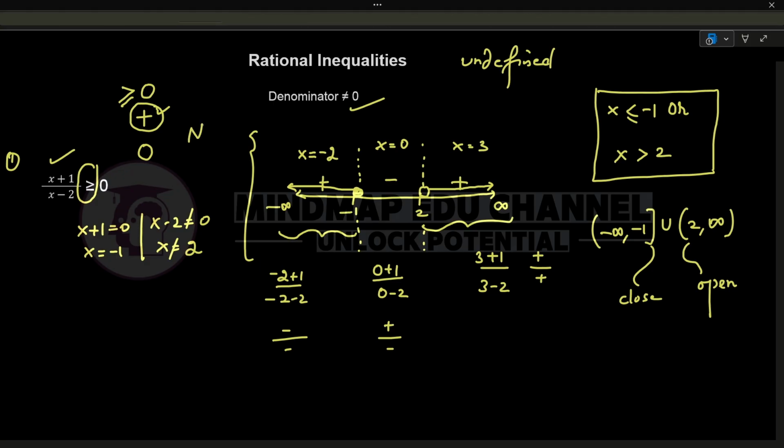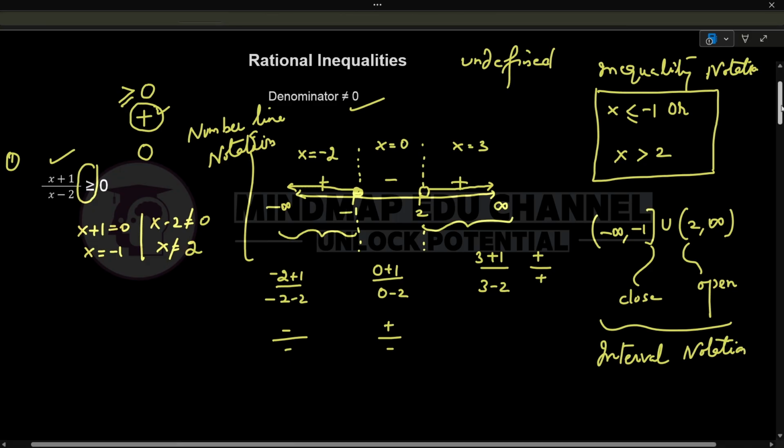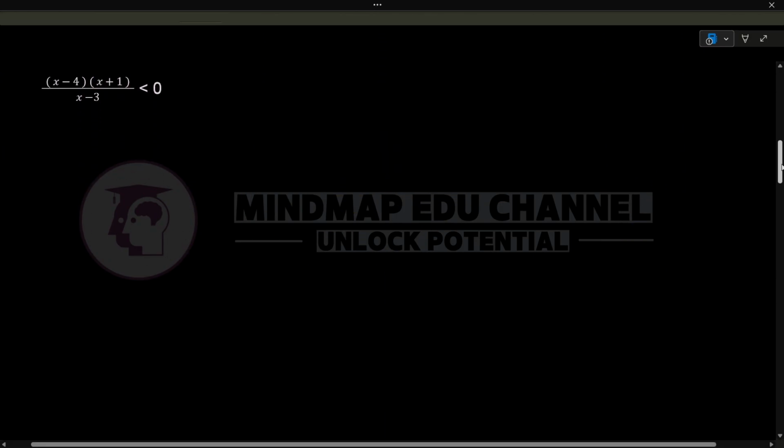Here it is, the number line notation. This is inequality notation. And this is interval notation. Clear? Okay, let's move to the next example.